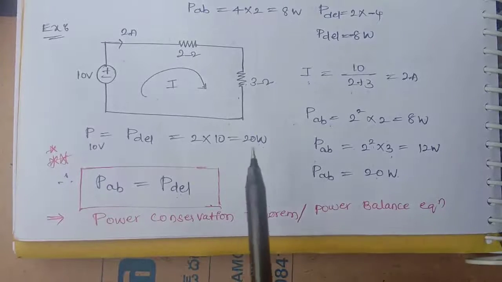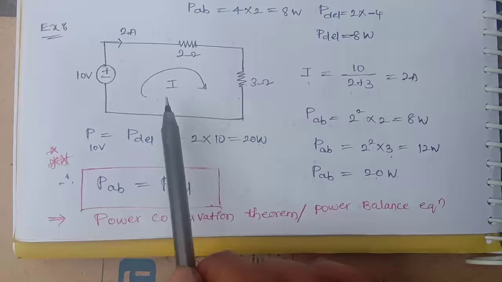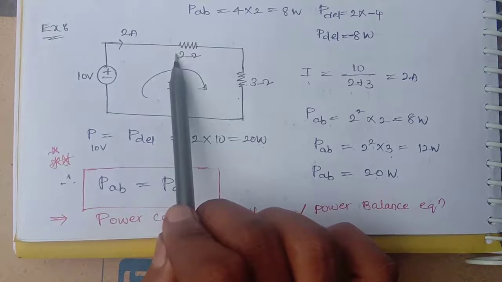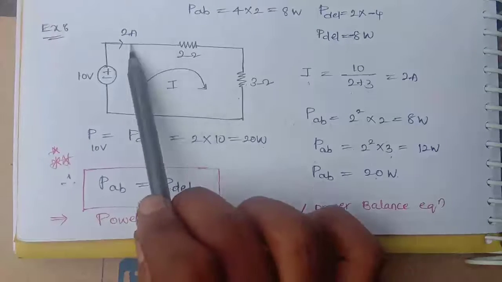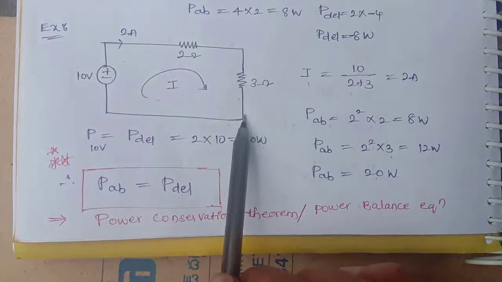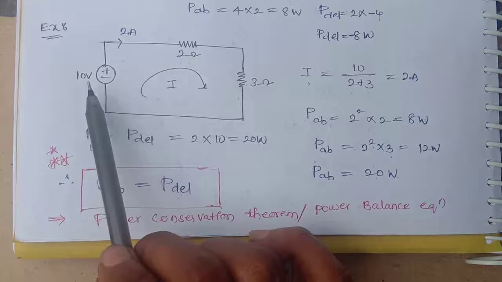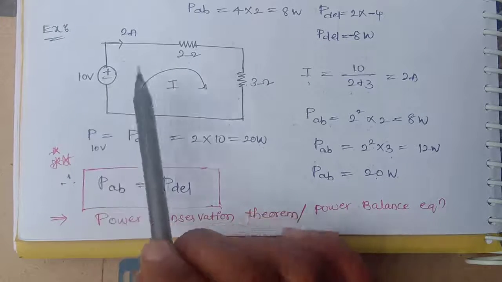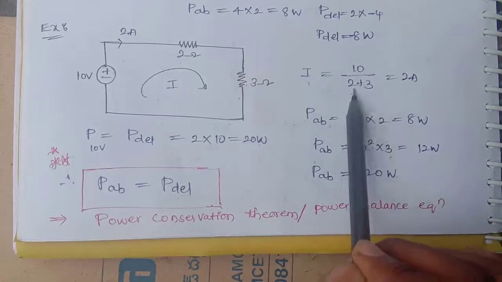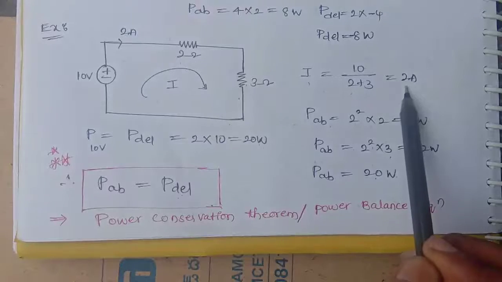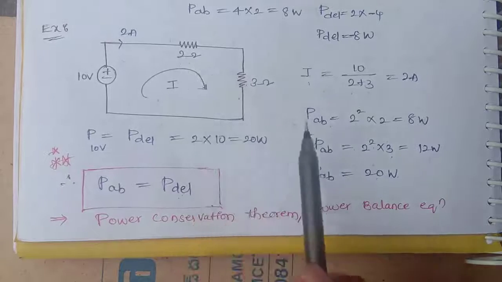If we want to find the power absorbed by this 2 ohm resistor and this 3 ohm resistor, we need to find the current flowing through this 2 ohm resistor as well as this 3 ohm resistor. We will find this current from Ohm's law. From Ohm's law, we know that I = V/R. So here V = 10 volts and R = 2 + 3. I = 10/(2 + 3), which is equal to 2 amperes.